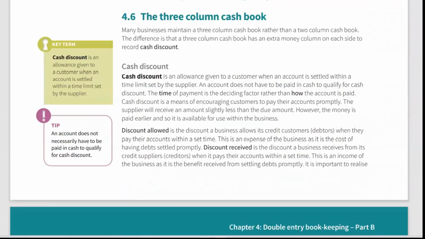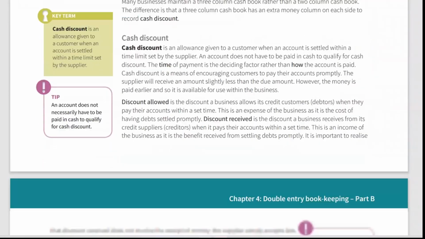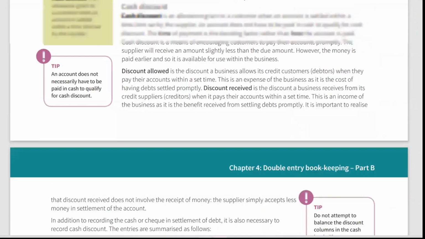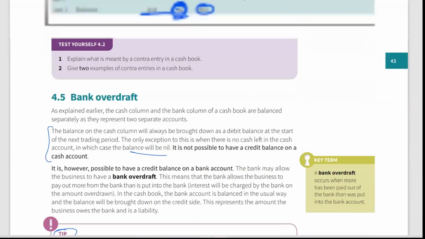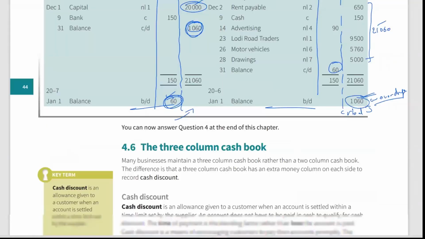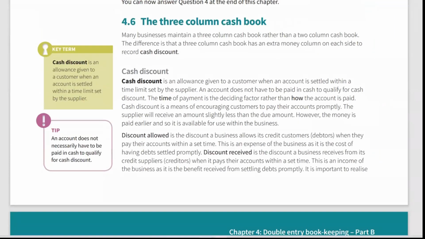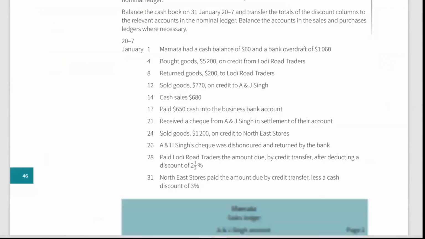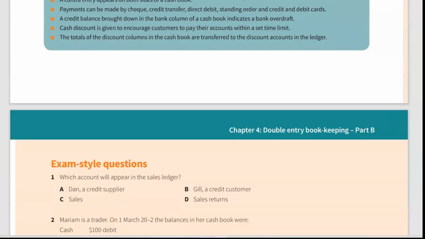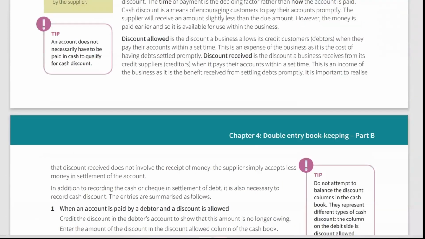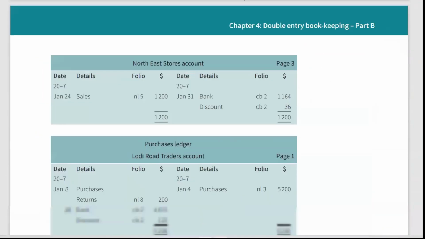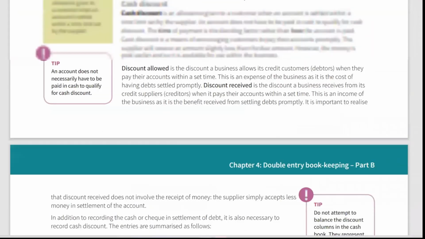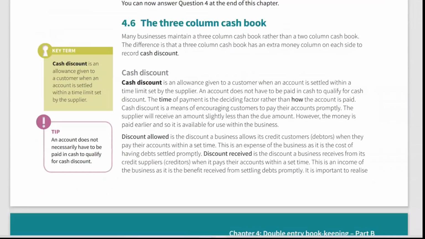Okay, let's move on. The three column cash book. Now we start talking about the three columns. When I thought we could finish the whole chapter in today's class, I didn't realize we have this. It's going to take some discussion: cash discounts, discount allowed, discount received. Never mind, it's not that long. I thought we would have this and then a few more topics, but this is actually one of the last topics. So let's try and finish this.